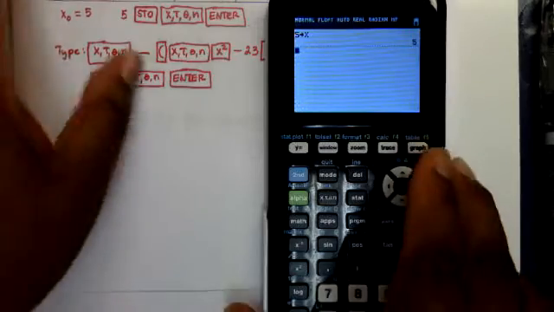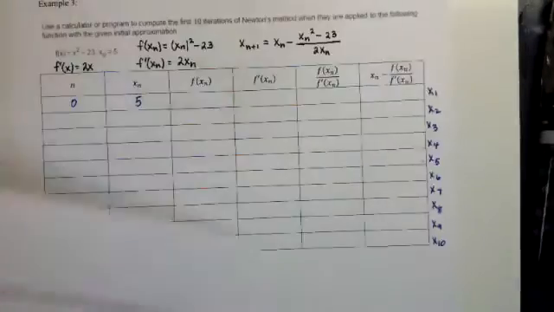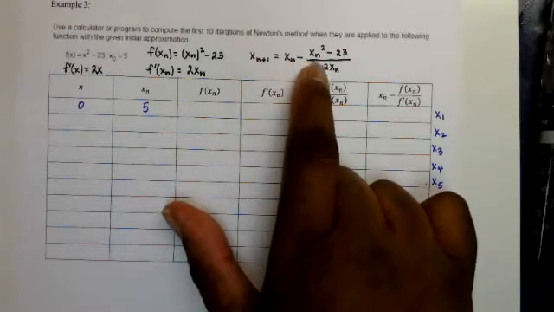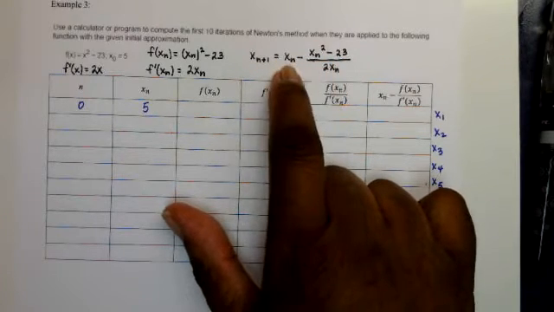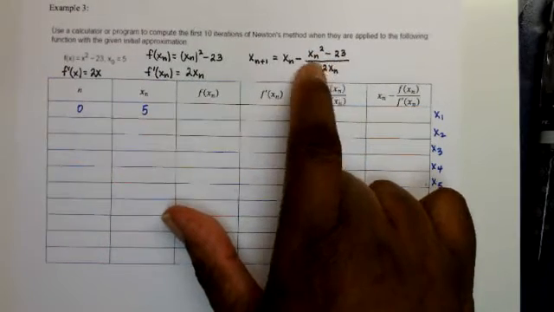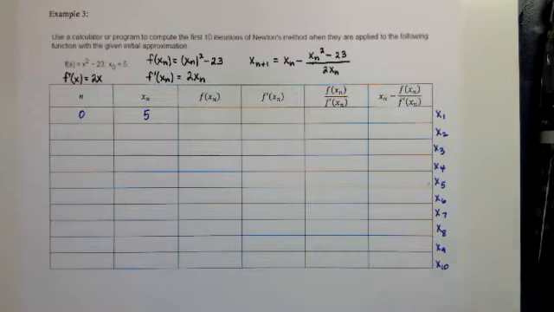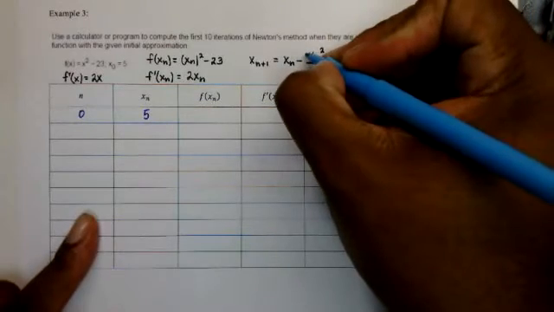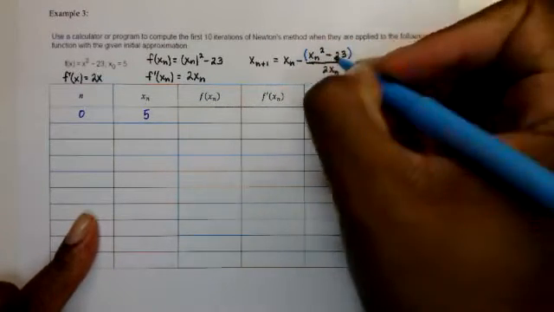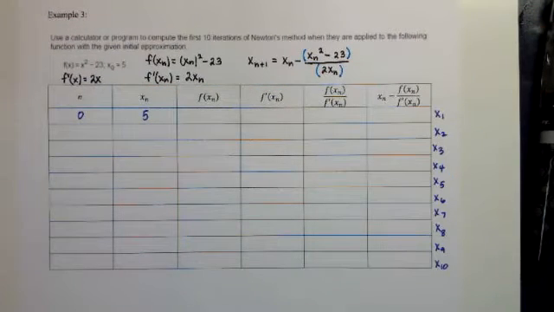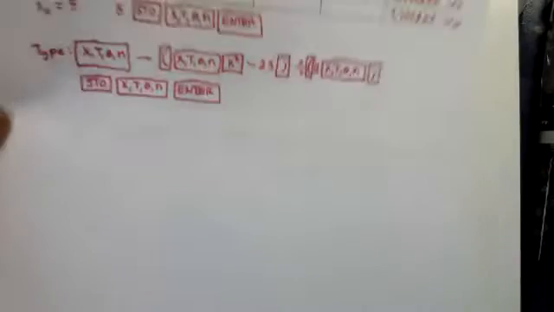Okay, now this formula right here, x sub n plus 1 equals x sub n minus x sub n squared minus 23, divided by 2 x sub n, is going to be entered in the calculator. So in this case, what I'm going to do is put parentheses around x sub n squared minus 23 and parentheses around the 2x. And I'm going to treat those x sub n's like x's, okay? And I do have the keystrokes for that as well.